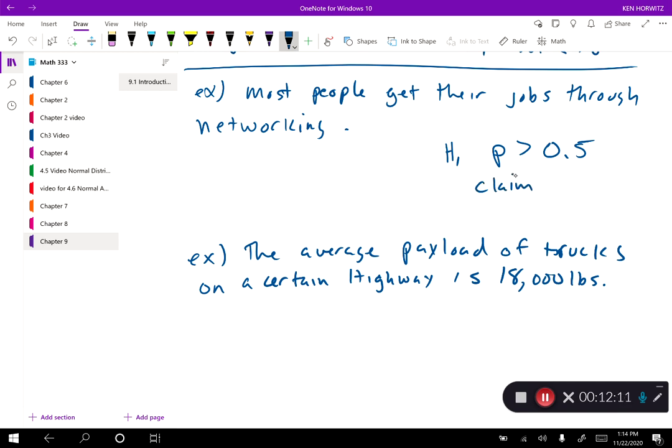It is important to label your claim because when you're going through the process of either rejecting or not rejecting your null hypothesis, it's important to know what your claim is so you can make a proper conclusion.